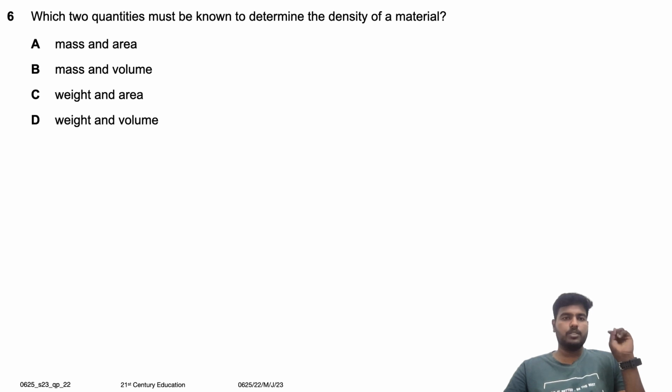Which two quantities must be known to determine the density of a material? Density is mass by volume, so it should be mass and volume.